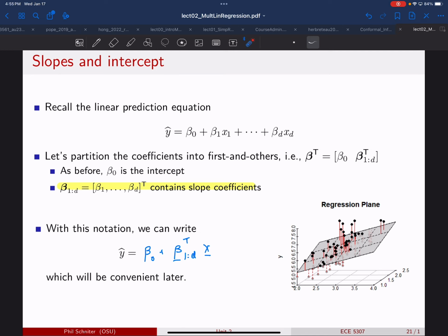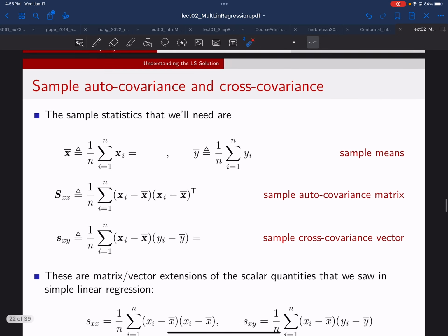Okay, so we're doing this to make our lives easier because we can. The next step will be to come up with some statistics for x. Those will involve, or will interact with, the beta 1 through d coefficients, whereas the beta 0, as you see, is not multiplying any x, so it doesn't interact in the same way. Okay, is everybody good with what we have here? All right, let's move on to our statistics.